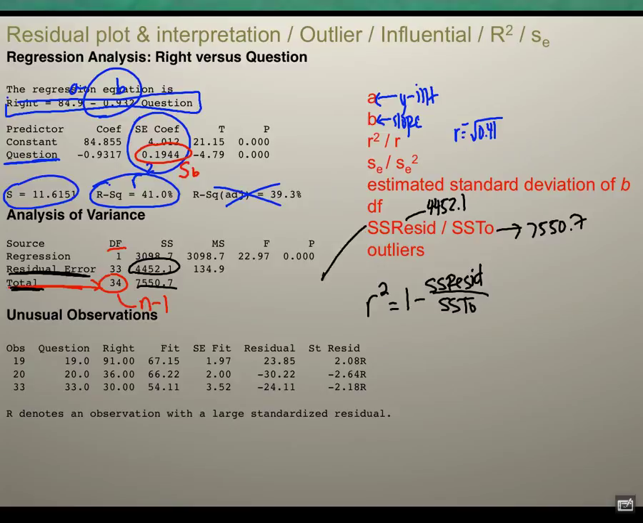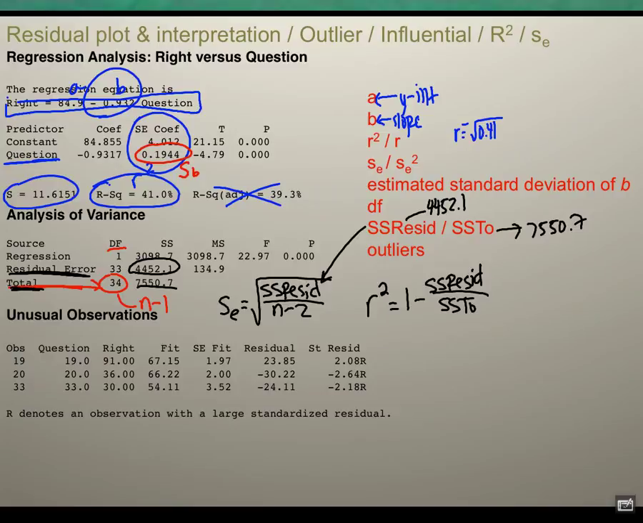The residual sum of squares is used in one other formula. Do you guys remember the other formula it's used in? Standard error. The SE. That one's the square root of SS resid over n minus 2. Neither of these formulas are on the formula sheet, so these you have to memorize.